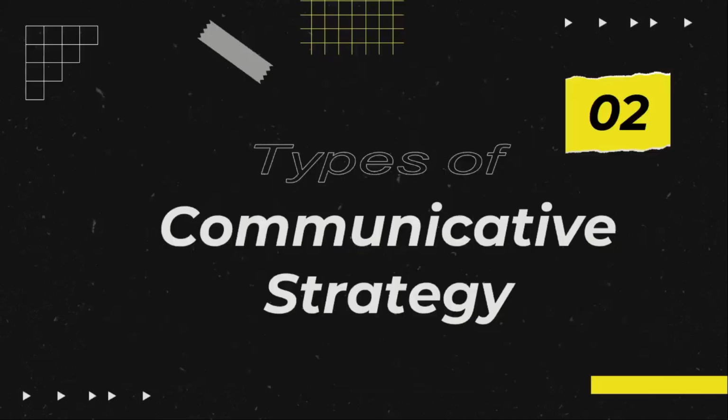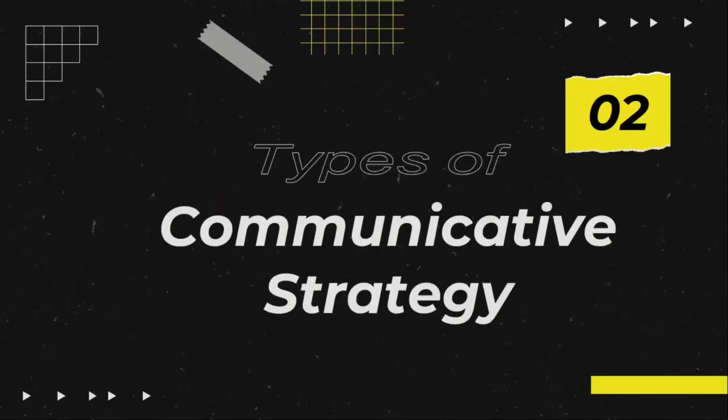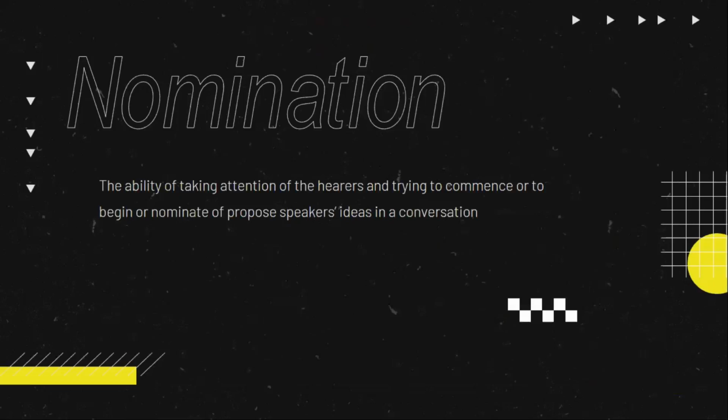Now let's move on with the types of communicative strategy. So we have different types. We have nomination, restriction, turn taking, topic control, topic shifting, repair, and termination. There are seven. Okay, so let's continue with the first one, nomination.